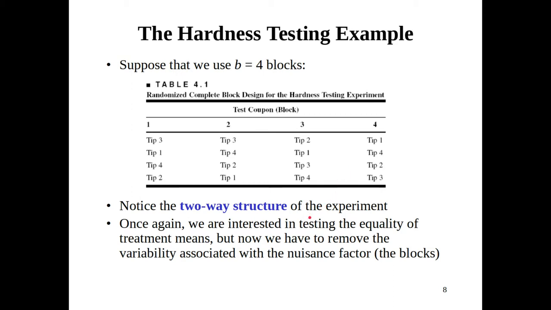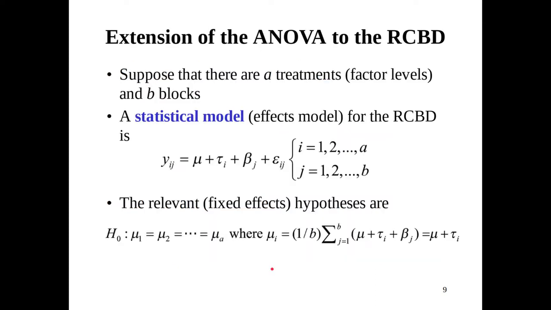So it's a two-way structure. We have two dimensions. One is the test coupons 1, 2, 3, 4, and we have tips 1, 2, 3, 4. And our factor of interest is the effect of tip, not the effect of test coupon, but we want to block the effect of test coupon. If you write the null hypothesis, the hypothesis for this problem, I will come to that in a minute.